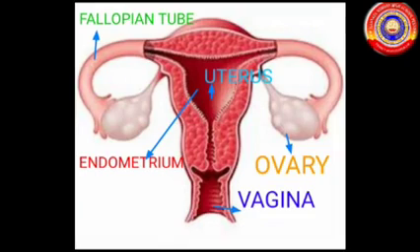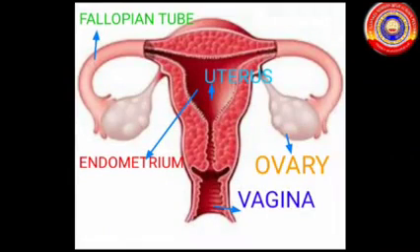Fallopian tube or oviduct carries ovum to the uterus. The fertilization takes place in the fallopian tube. So what is the function of the fallopian tube? It carries ovum to the uterus and the fertilization takes place in the fallopian tube.